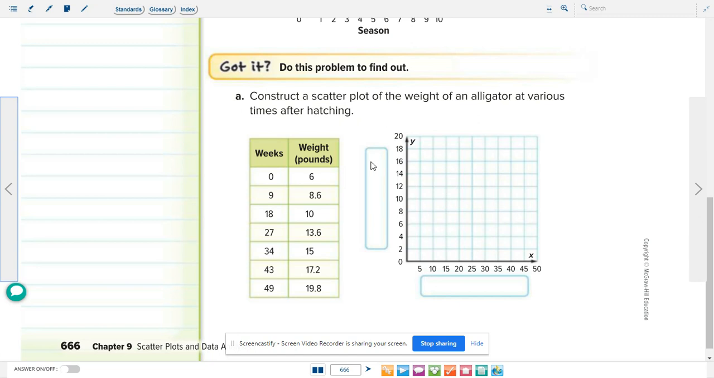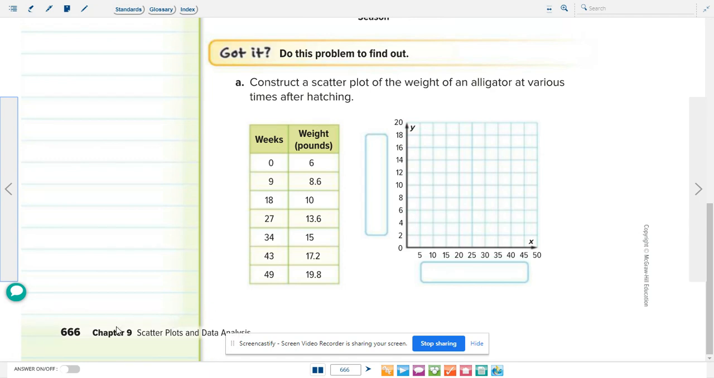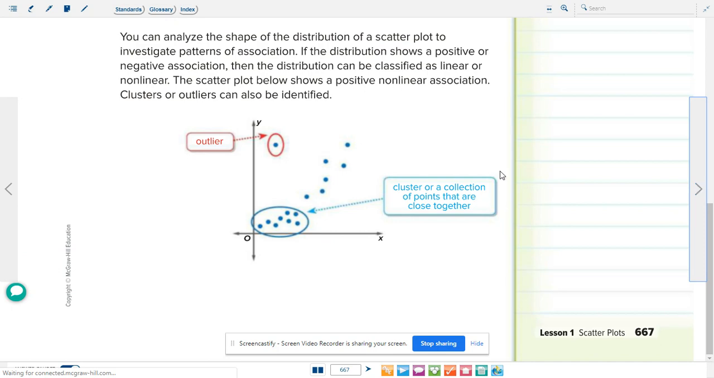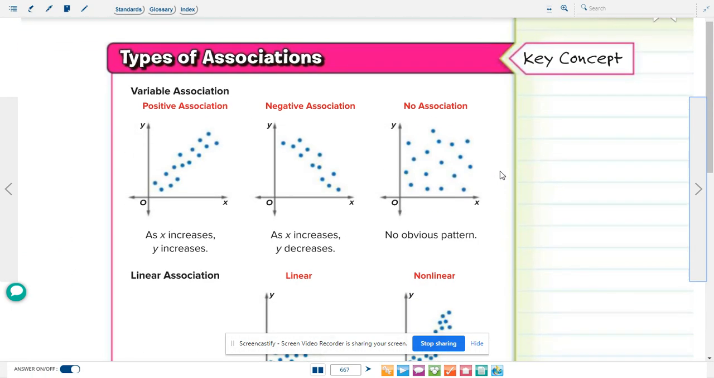So we can see how the weight increases or decreases over time. And if you pause and scatter that, then I'll turn the answer on in a sec. Go ahead and pause. All right, we're back. There you go. If you plotted those, you should have something that looks like this. And you can see as the weeks increase, the weight of the alligator also increases. Let's move on. Now, this is a very important part of the notes, okay?